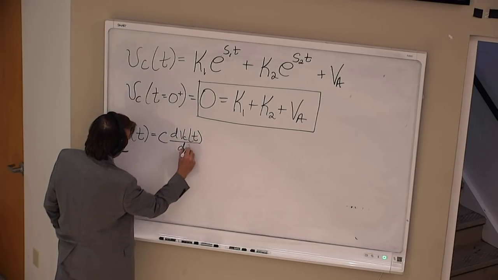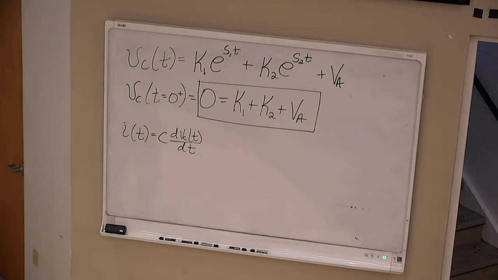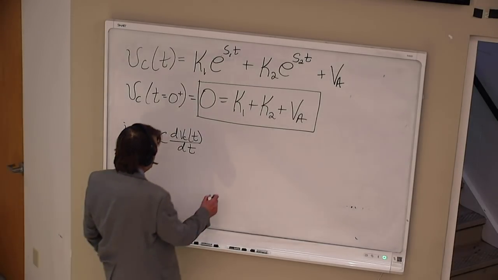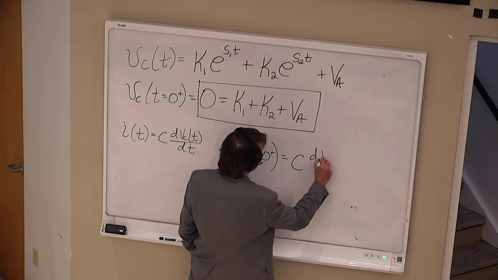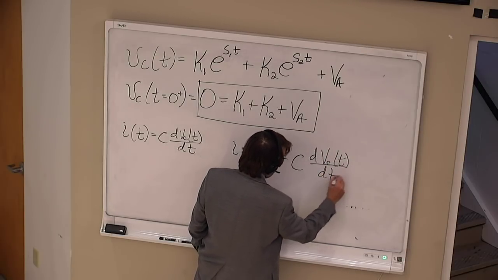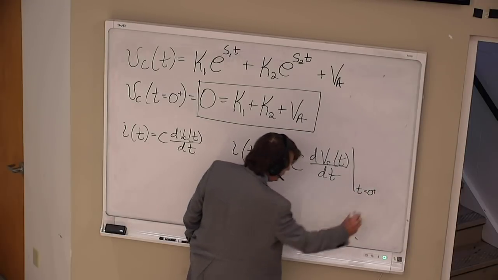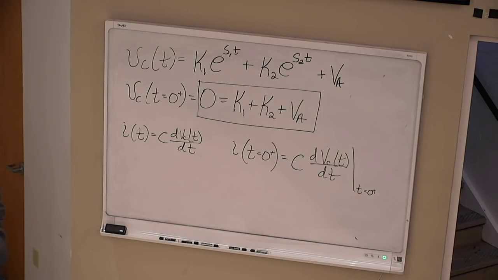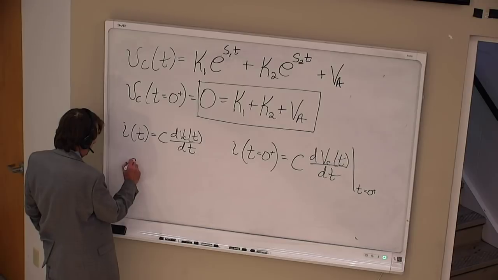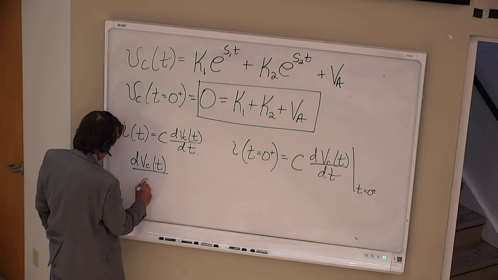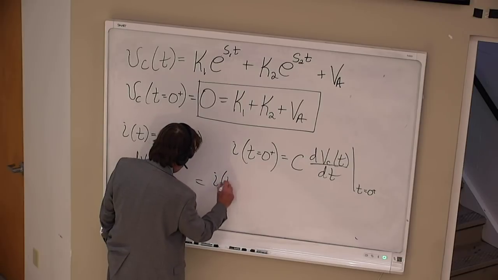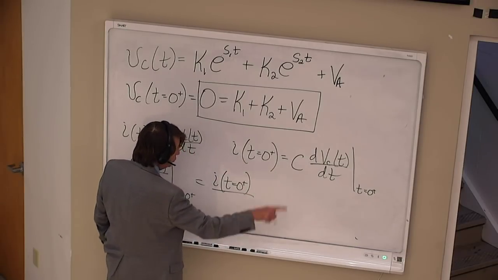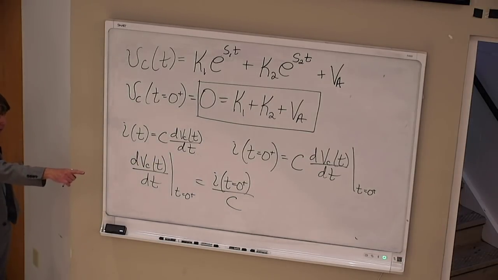I hear silence, but there's about 7 people I heard on the archive version just say C dV/dt. So I equals C dV/dt. That means that I at t equals 0 plus equals C dV/dt evaluated at t equals 0 plus. We're good? We got it. So what can I now write? dV sub C of t evaluated at t equals 0 plus equals I at t equals 0 plus divided by C. How am I doing? We doing good?